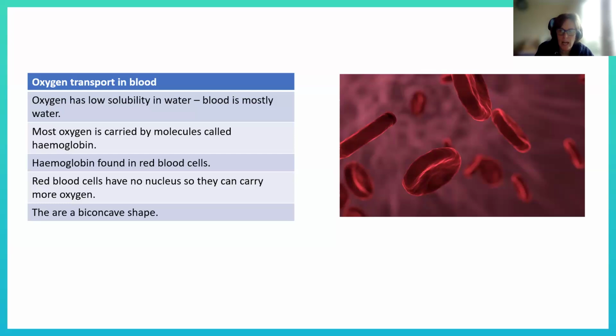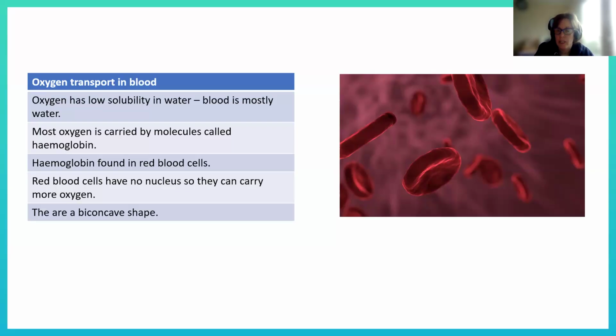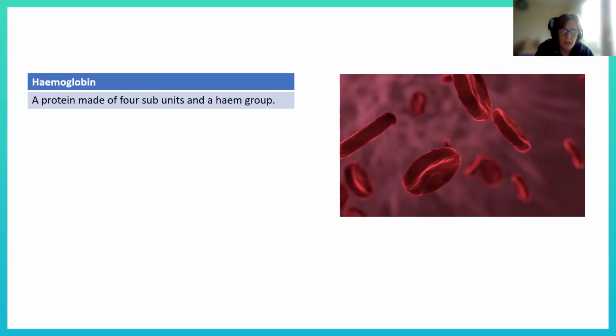They are a biconcave shape. That's the shape you can see there. It's a bit like a donut, but without the middle missing. The reason it's got that biconcave shape is it increases the surface area to allow the oxygen to diffuse into the cell. And as I said, it's got these specialized hemoglobin proteins inside.